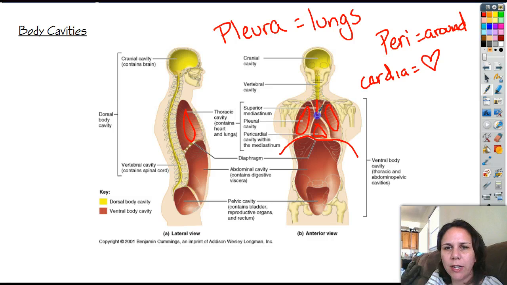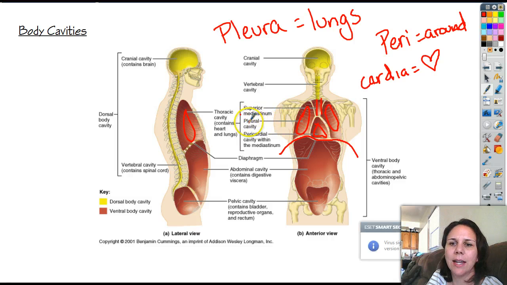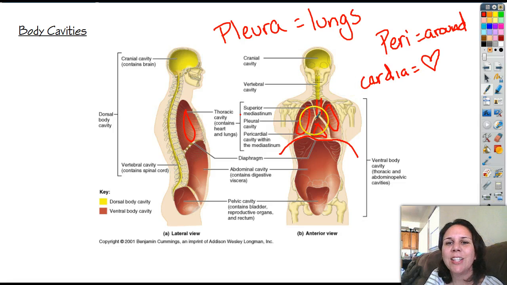Then we have this weird funky one right here where your esophagus and your trachea go in, and that is called your mediastinum. Sometimes people say it one way, but most doctors I hear say it another. Hey, look, my virus protection is all good. So all of these categories, the pleural, the pericardial, and the mediastinum, all make up the thoracic cavity.